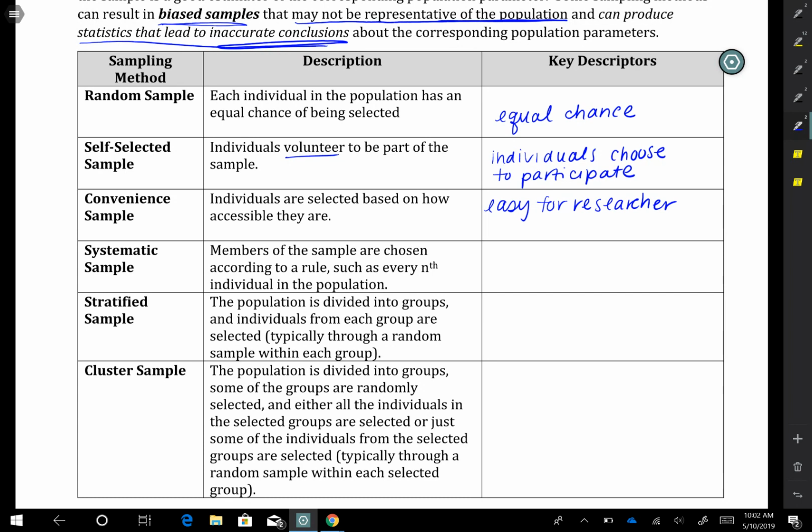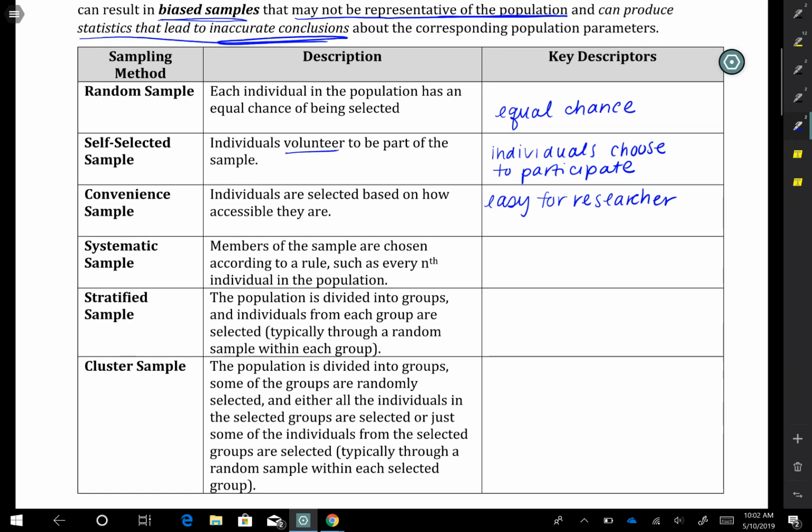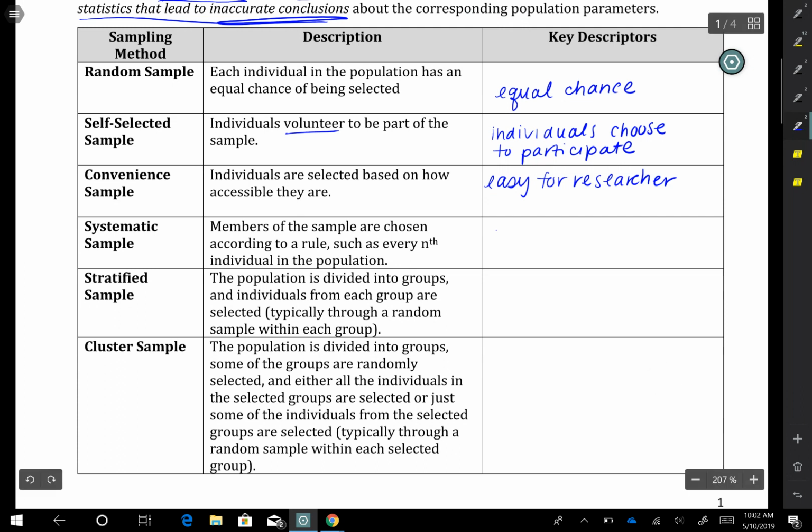A systematic sample is when members of the sample are chosen according to a rule, such as every nth individual in a population. So the key descriptor I'd put here is using a rule. So it's very strict how you are picking people, and so that word rule is important, and it's a system, so it's called systematic.